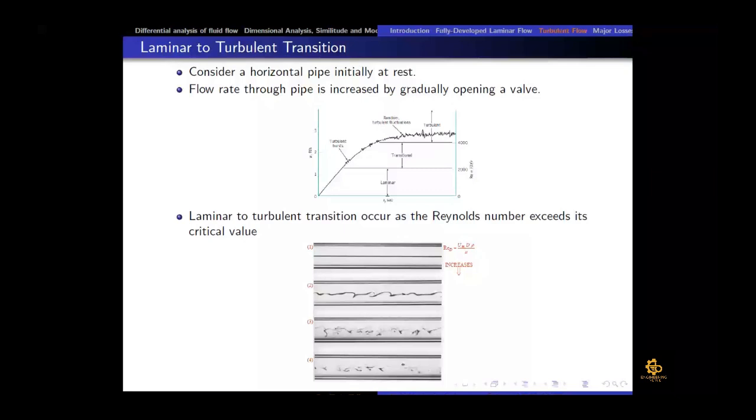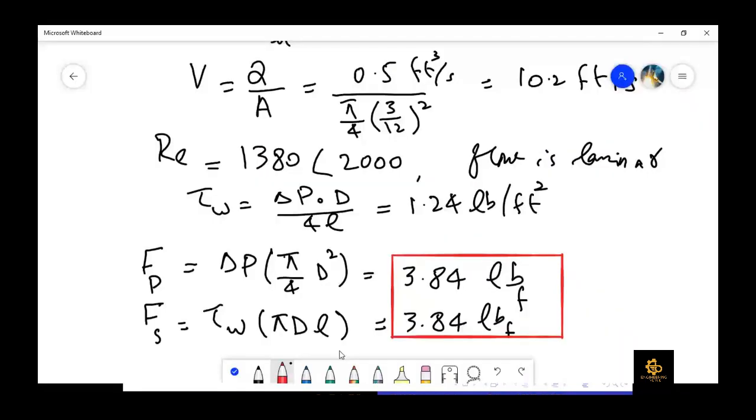So now, what are the major characteristics of turbulent flow? What kind of impact would it have on the flow? So let's discuss it on the whiteboard.